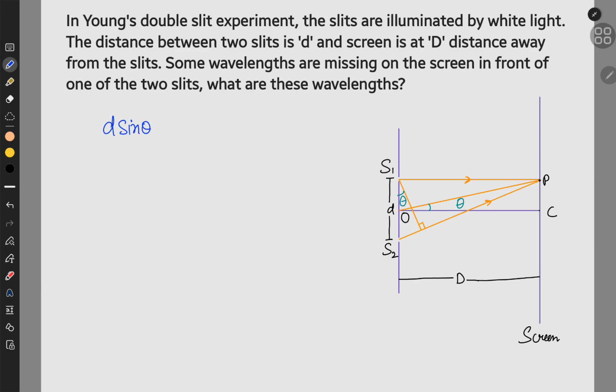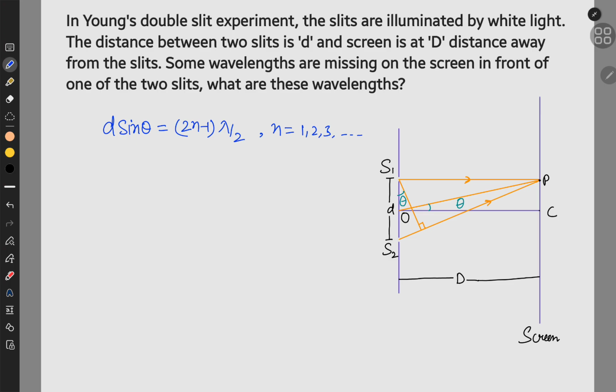The theta is the angle between the two, and for destructive interference at P, the path difference should be an odd multiple of lambda upon 2. So for an odd multiple, we can write (2n minus 1) lambda upon 2, where n goes from 1, 2, 3 up to infinity. So this is the path difference, and for destructive interference it is an odd multiple of lambda upon 2.